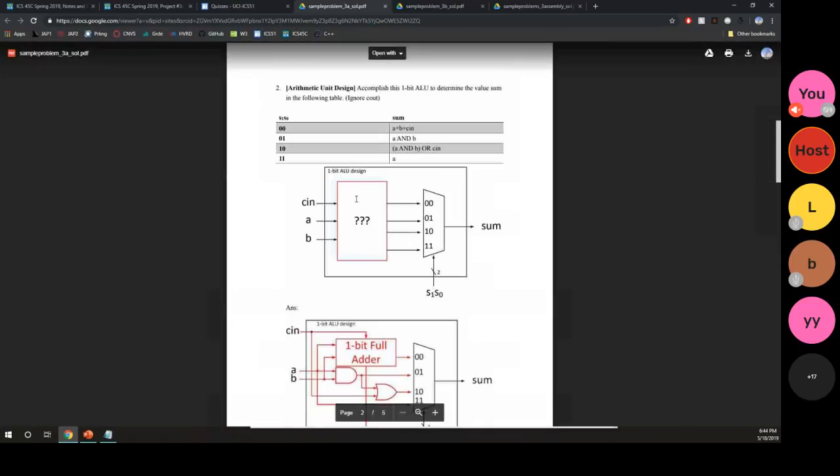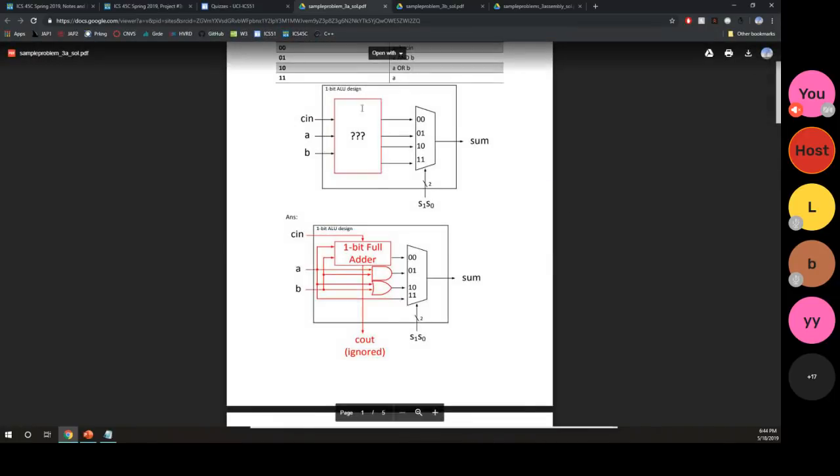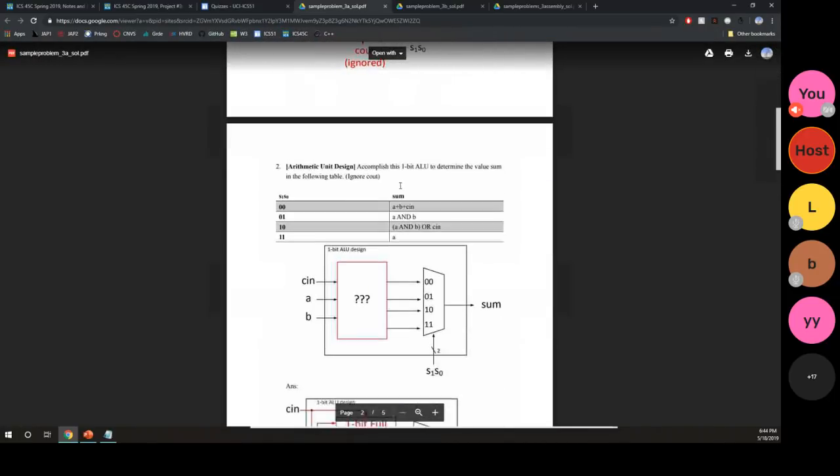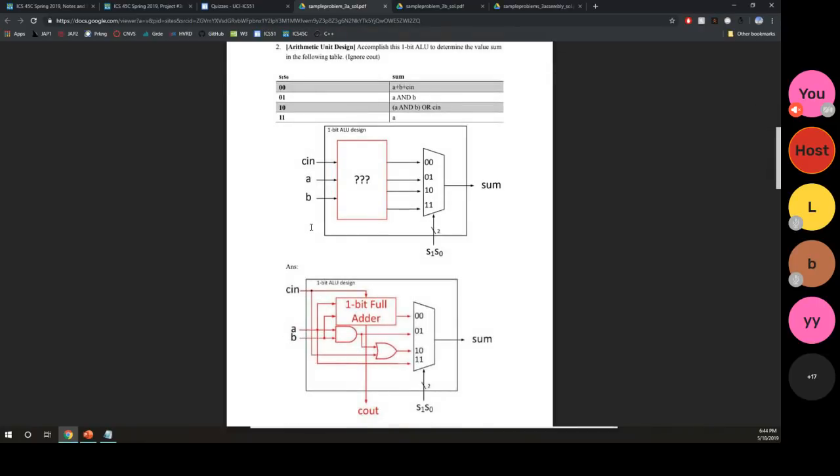What's problem 2? Problem 2 is just in the ALU design. Is everyone good on the 2 ALU problems? Cool. They're not super complex here. It's practically the same thing. The only difference is in this case you have A and B or CN, and then this one is A. We can go over it more tomorrow and review it.